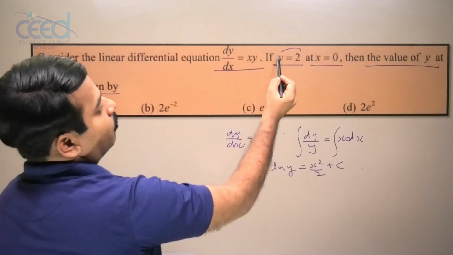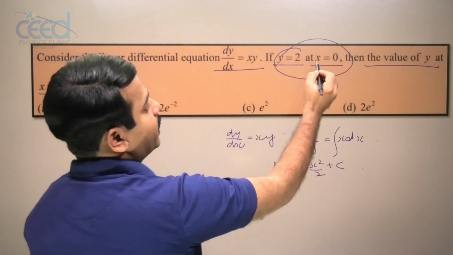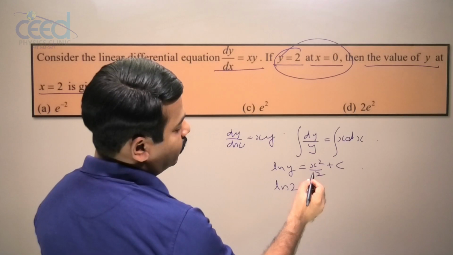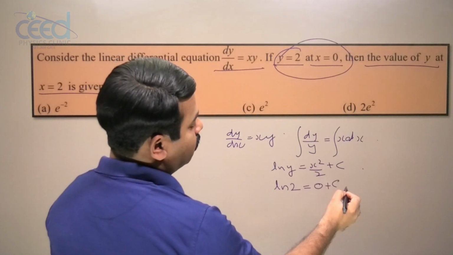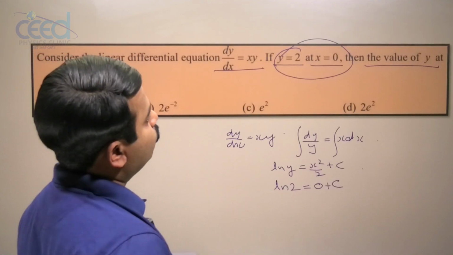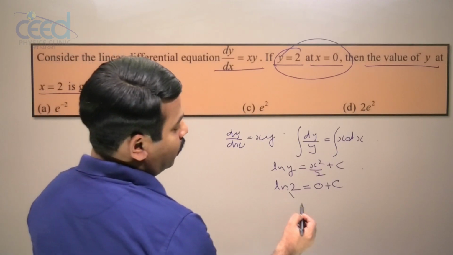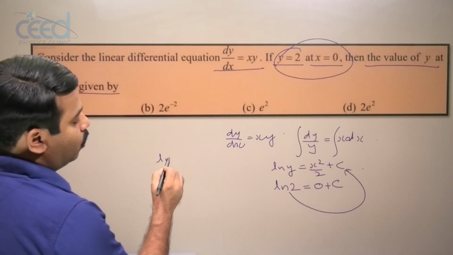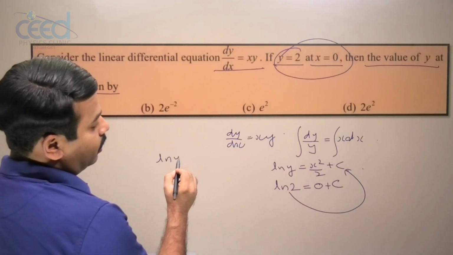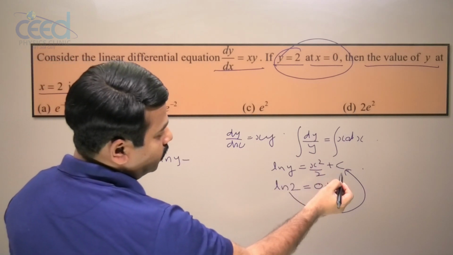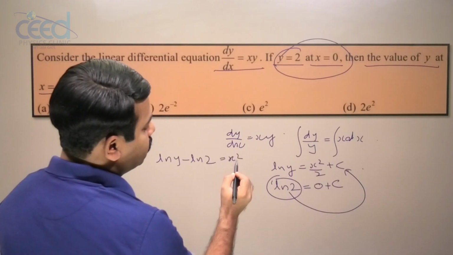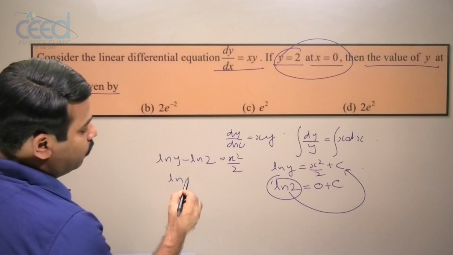Now, they gave one condition: the y value is 2 at x equal to 0. Then I can write 2, and at x equal to 0, c is equal to log 2, right? C is log 2. Now after getting this value, substitute the c value here. Then log y minus c, that log 2 comes here: log y minus log 2 equals x square by 2, right? Then log y by 2 is equal to x square by 2.